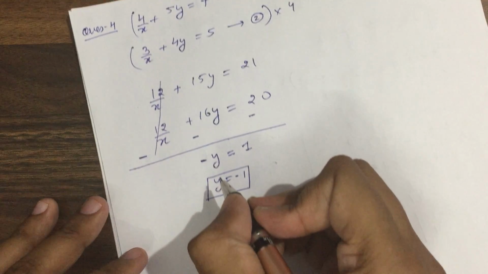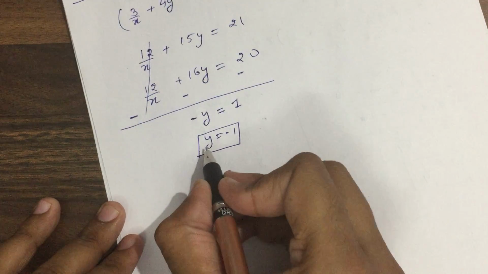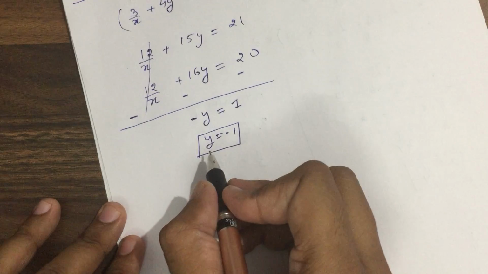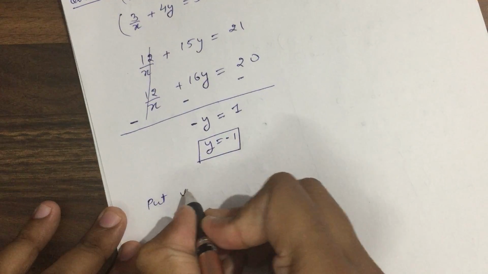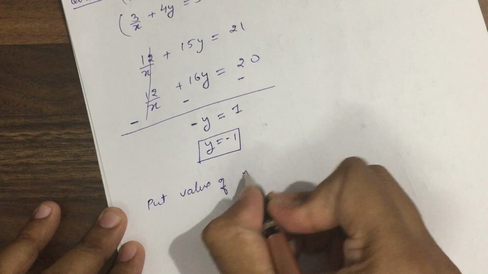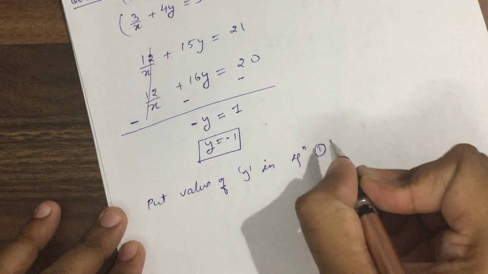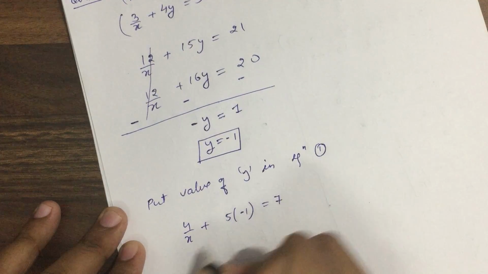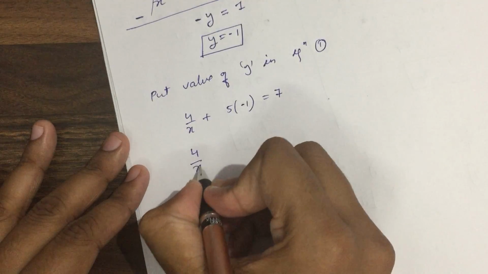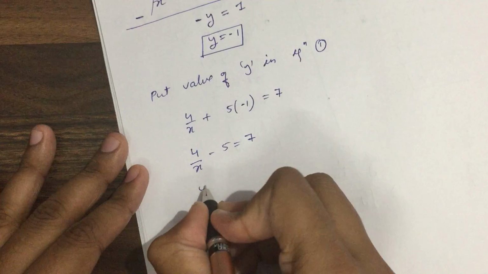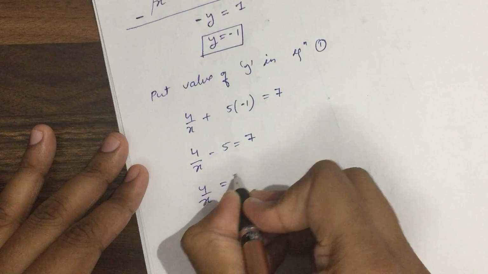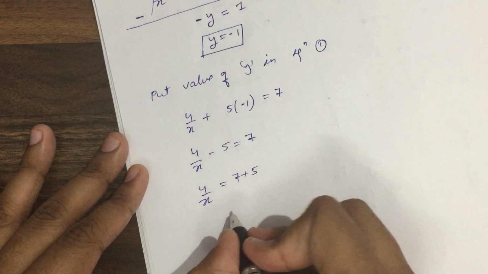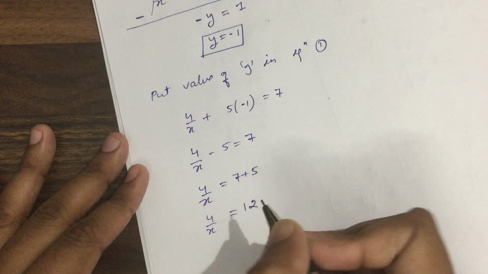So this will give you y equal to minus 1. Now we have got the value of y. Now we need to find the value of x. So we can put the value of y in any of the above equations. So what we will do, put the value of y in, suppose, equation 1. So it will be 4 upon x plus 5 into minus 1 equal to 7. 4 upon x minus 5 equal to 7. 4 upon x equal to 7. Minus 5 will go there, it will be plus 5. So 4 upon x will be equal to 12.